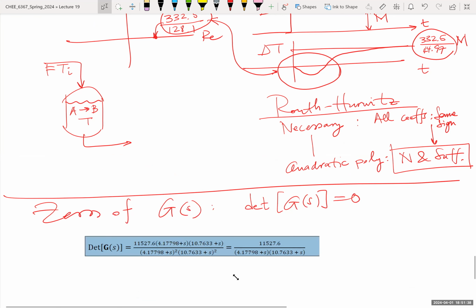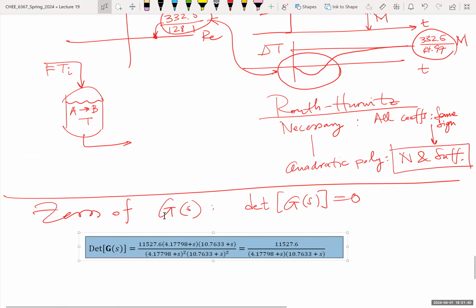If you do the calculations, you eventually get this determinant, and notice that there is pole zero cancellation here if you factorize this numerator and the denominator. So this is the determinant. At what values of S does this determinant become equal to 0?